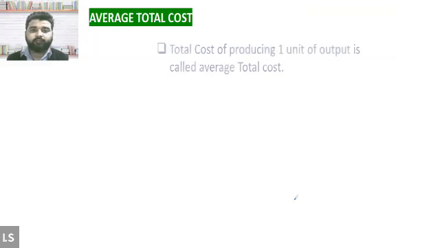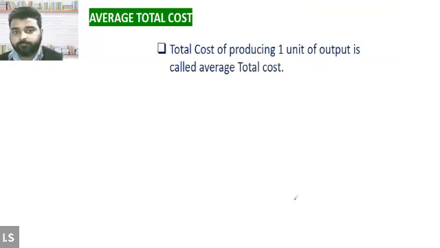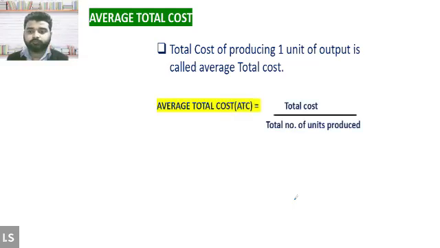All right. Now, let's also talk about average total cost. The total cost of producing 1 unit of output is called average total cost. And average total cost is equal to total cost divided by number of units. So this is one formula.